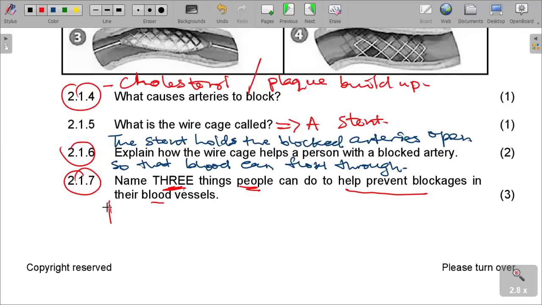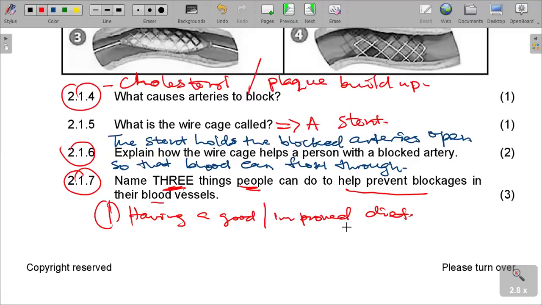Number 1, we are saying having a good or improved diet. Improved diet is very important. Number 2, what else can we say? What else can they do?